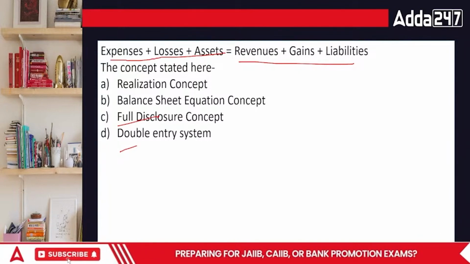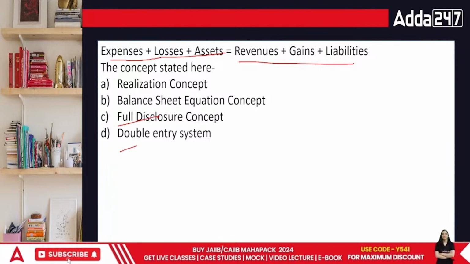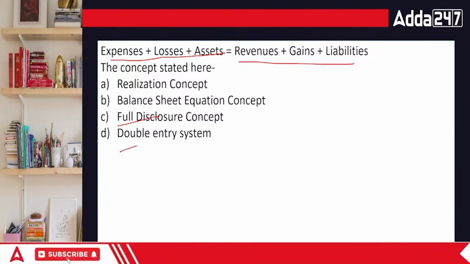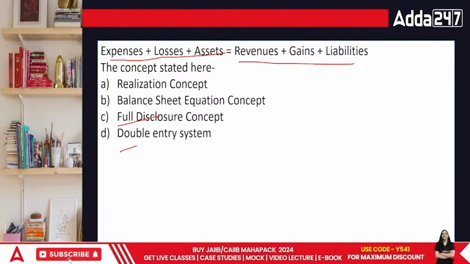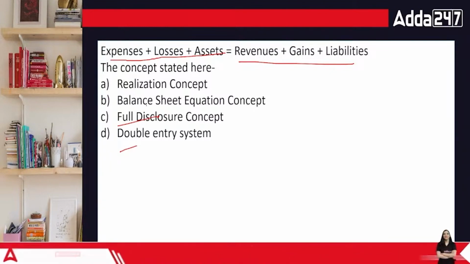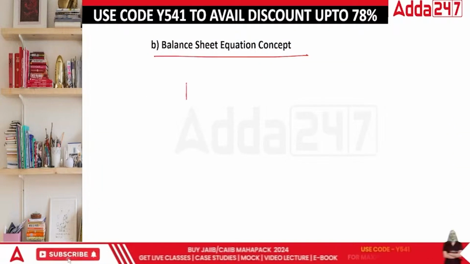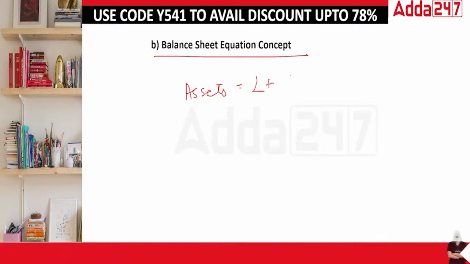Realization concept is based upon cash basis. Balance sheet equation is based upon the area of assets being equal to liabilities plus capital. Full disclosure is based upon you have to tell everything that is happening in the business. Anything and everything that is happening around the business has to be told. So the correct answer is balance sheet equation, everyone. The balance sheet equation is assets equal to liabilities plus capital.